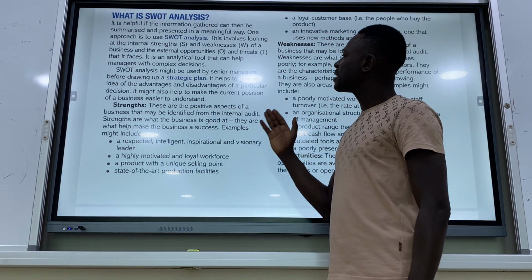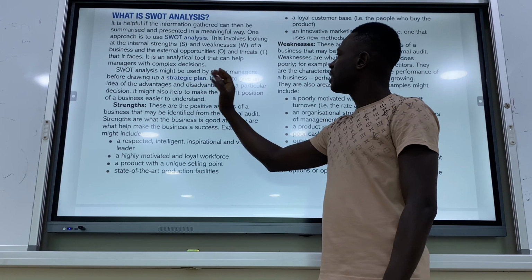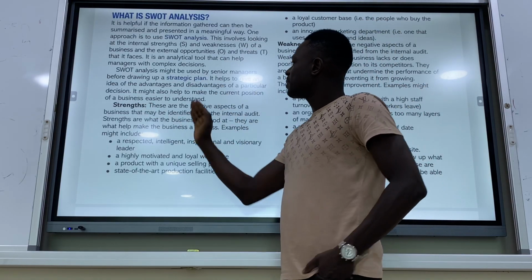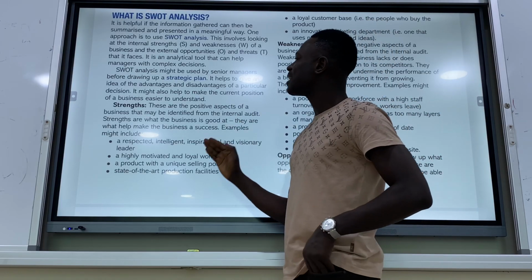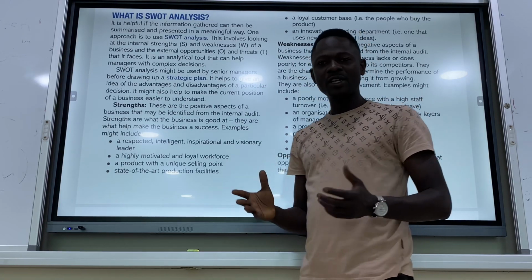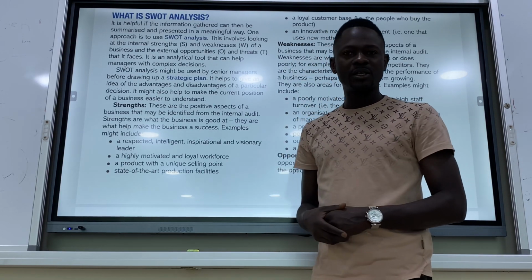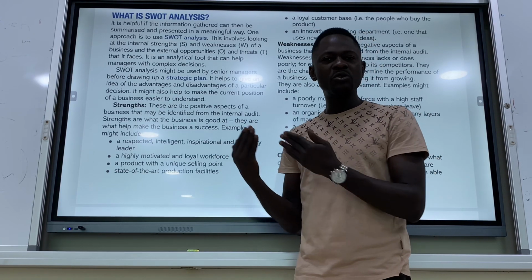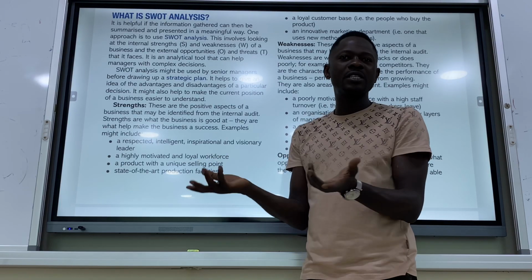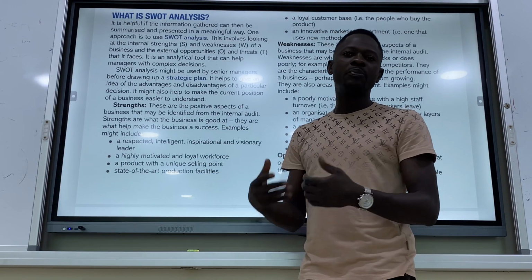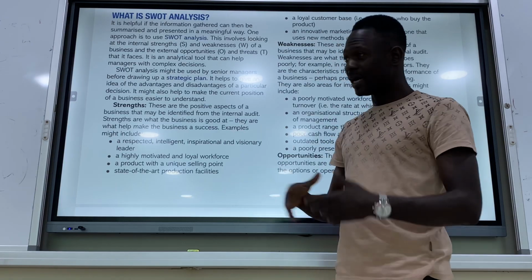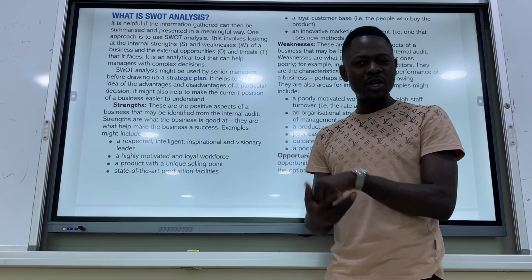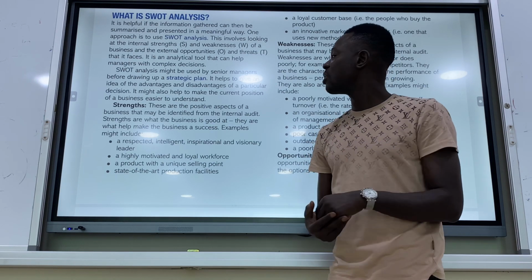SWOT analysis might be used by senior managers before drawing up a strategic plan. It helps to give an idea of the advantages and disadvantages of a particular decision. It might also help to make the current position of a business easier to understand. We need a strategic plan to execute our action. To do that, we need to know where we are as a business, where we are supposed to be, and what threats and opportunities are out there that we are supposed to improve upon. That is about the advantages and disadvantages: our strengths, our weaknesses, the opportunities and the threats.